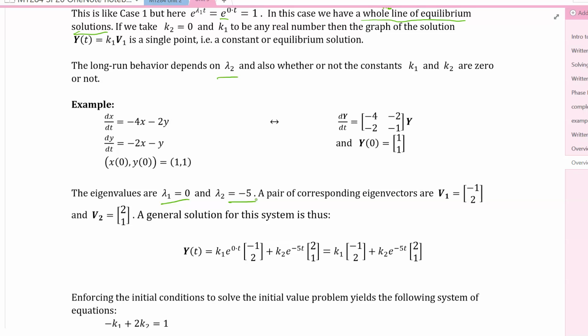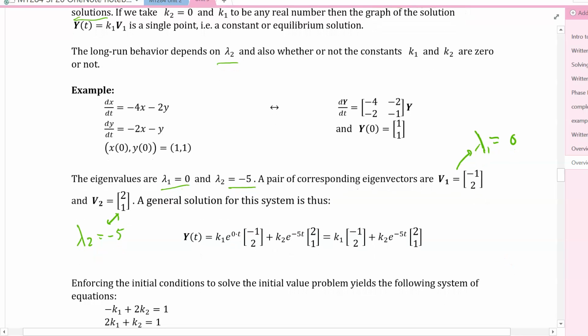Now, we've got a pair of corresponding eigenvectors. So V1 is the eigenvector associated to lambda 1, which for us is 0. This is the eigenvector associated to lambda 2, which is, in our case, -5. So we write down our general solution. It's a constant multiple of e to the lambda 1t times V1 plus K2 times e to the lambda 2t times V2. This time, though, e to the 0t, that factor is just 1.